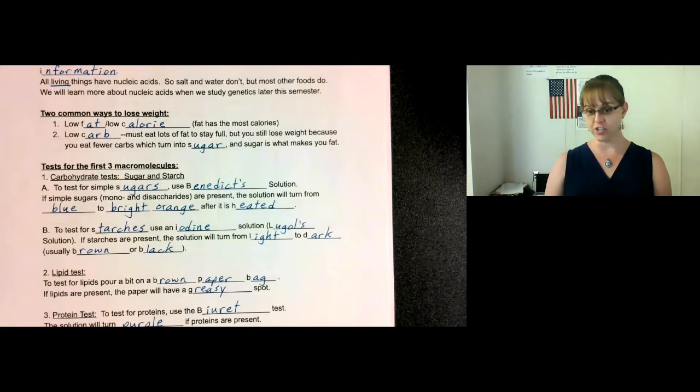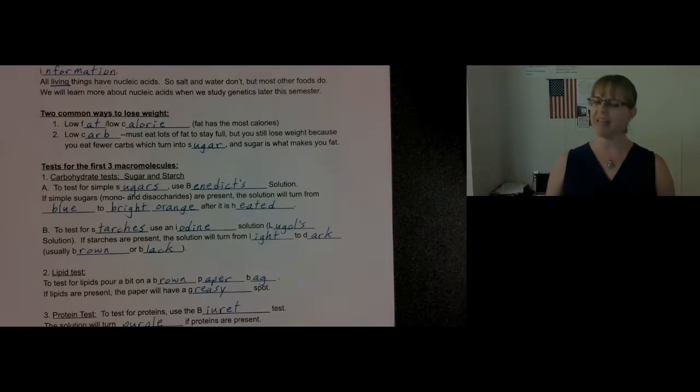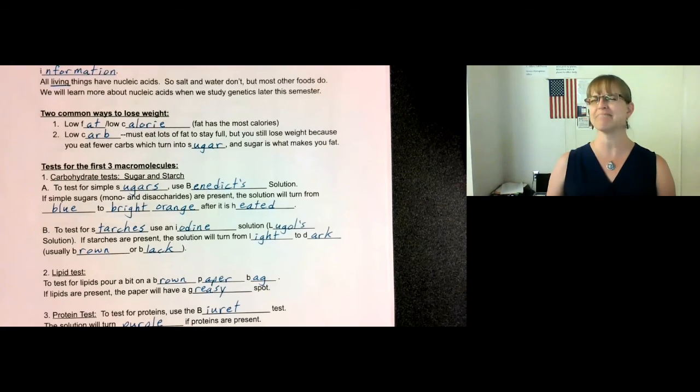When you test for starches, you will use an iodine solution, such as Lugol's solution. Iodine is kind of a yellowy solution. It's a pale color. And if you put a piece of bread with lots of starch in the iodine solution, then the iodine will turn from that pale light yellow to a dark color like black or brown, or possibly blue or purple or gray or some dark color. But black and brown are the most common shades, and maybe a deep, deep navy blue.